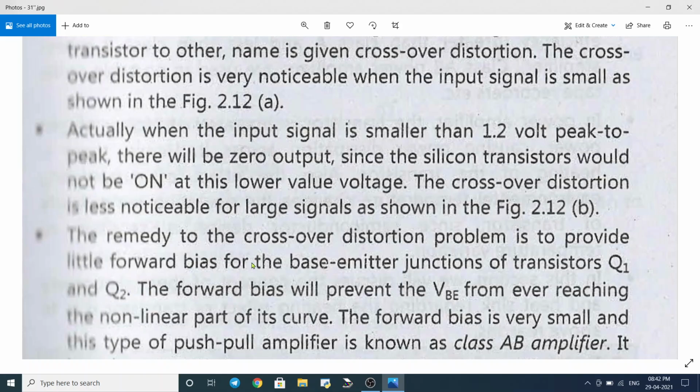So when we provide a little forward bias on a base emitter junction, then the operation will not be class B, but it will be the class AB amplifier. That means the remedy is to use class AB amplifier rather than the class B amplifiers.